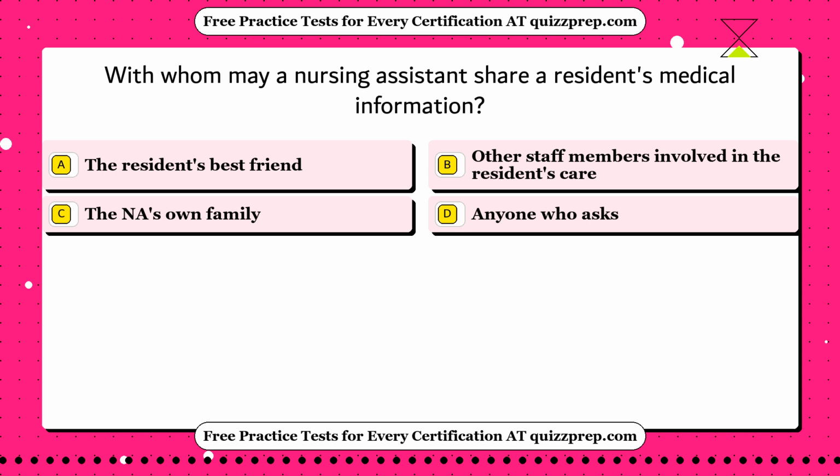Option A. The resident's best friend. Option B. Other staff members involved in the resident's care. Option C. The NNAAP's own family. Option D. Anyone who asks.